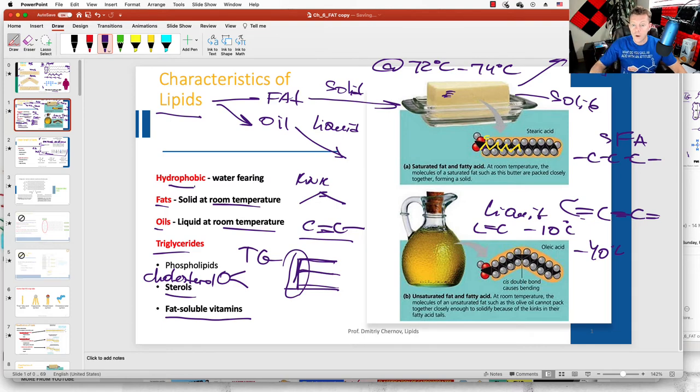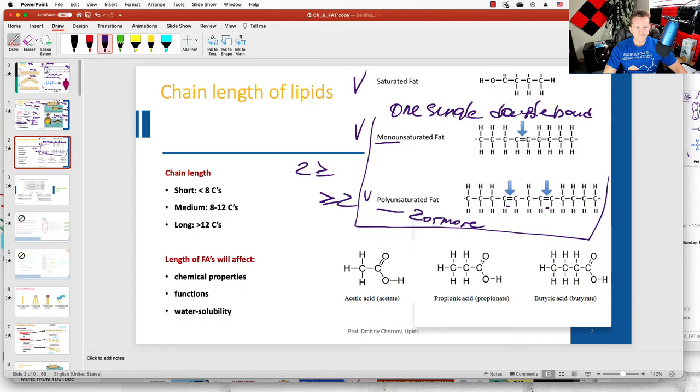Or even lower. I think, I'm not really sure, but I think that antifreeze in the cars that they put in the winter works on the same principle. Maybe it's something different, but it works on the same principle. Maybe, maybe not. If you want to find out, let me know. No extra points for that, but... So, polyunsaturated, more than two. Monounsaturated, one double bond. And saturated fats, only single bonds. All right.